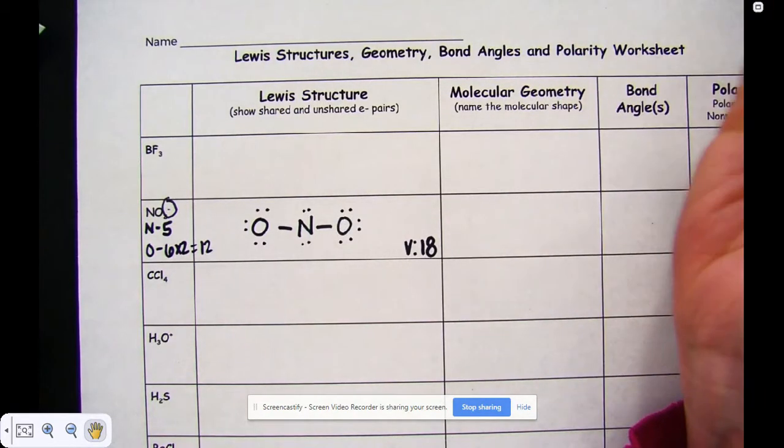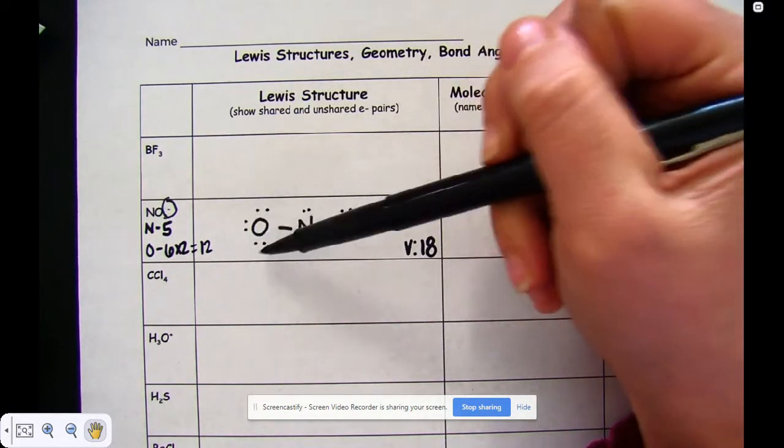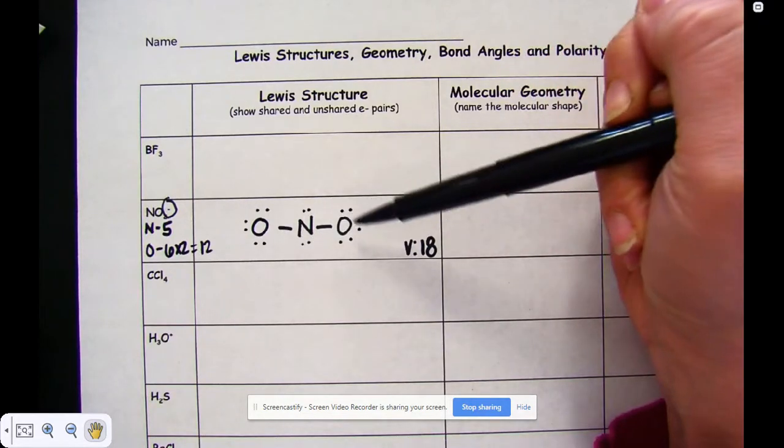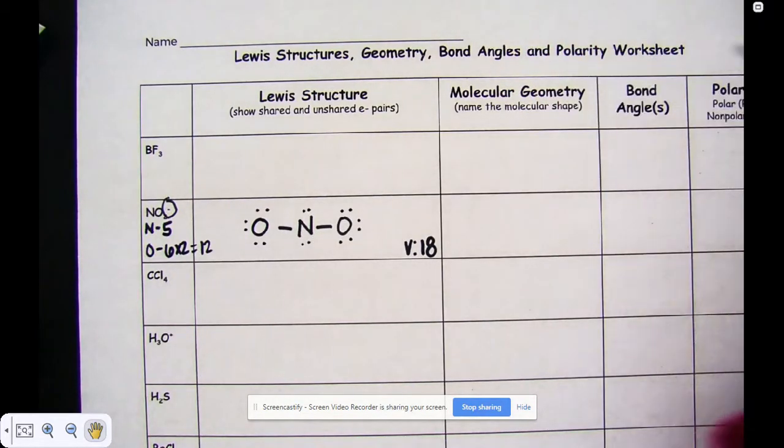Then I count up how many I have. 2, 4, 6, 8, 10, 12, 14, 16, 18, 20. Oh no, I've used too many. So anytime that happens, if you use too many, that means you need to take away at least some of your unshared pairs and create another bond.